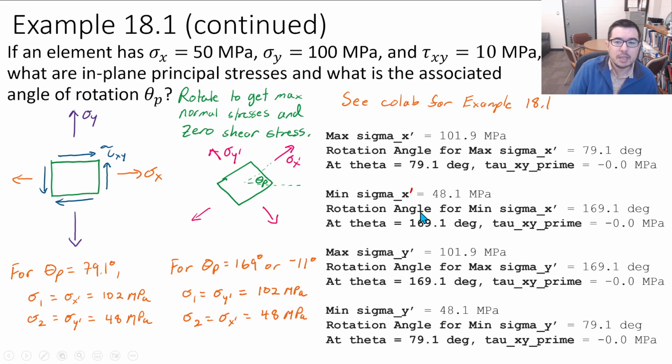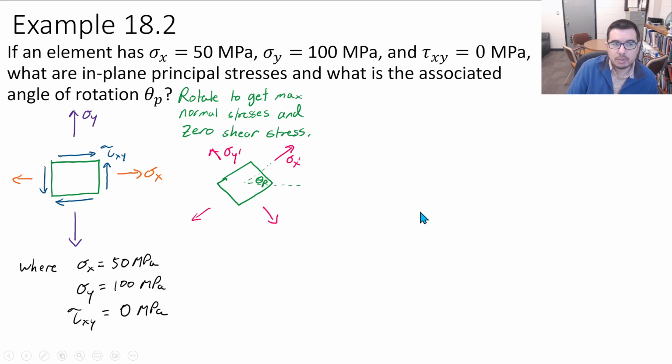Okay. Let's do another example. Very similar. In this case, we have sigma x equals 50 megapascals, sigma y equals 100 megapascals, right? And you're like, wait, they're a factor of 2 of each other. So this could be associated with something kind of special. And it is. This would be like the loading of a cylindrical pressure vessel, where we have one of the sigmas equal to twice the other, PR over T versus PR over 2T.